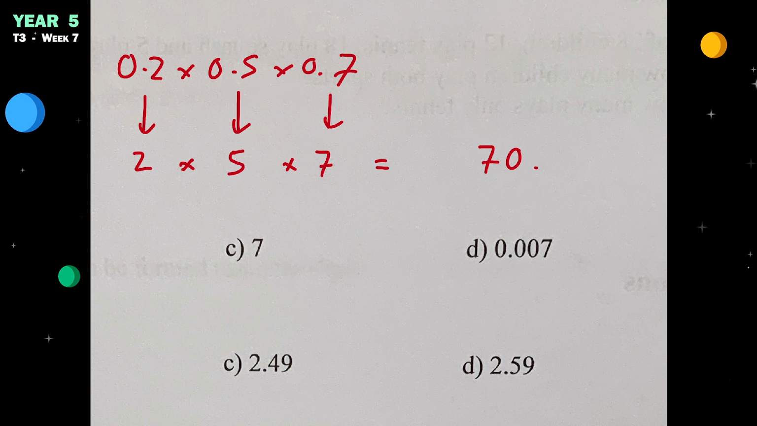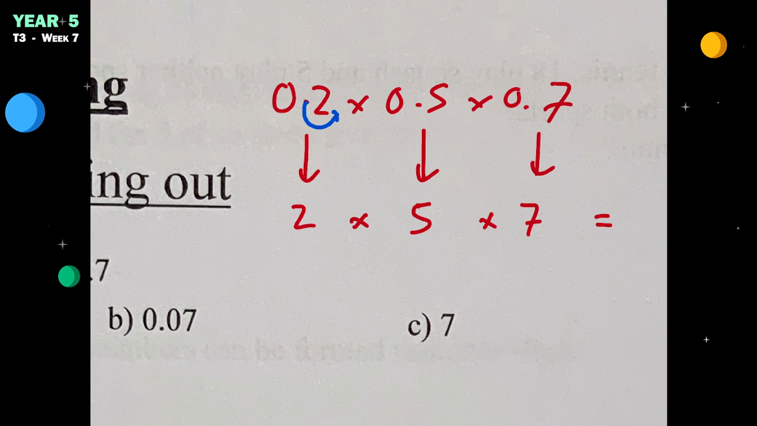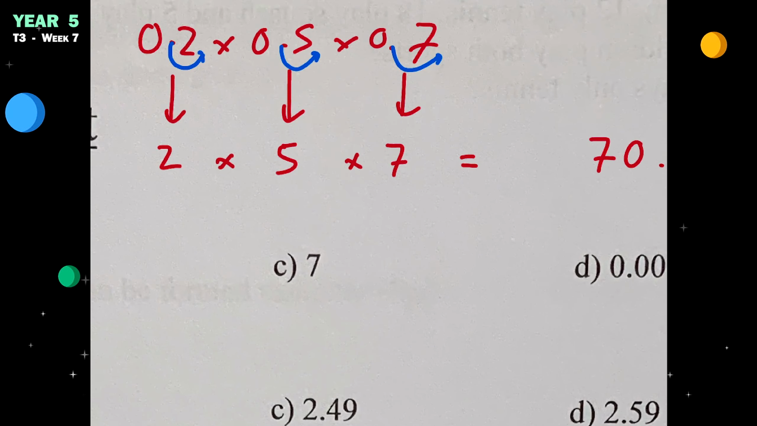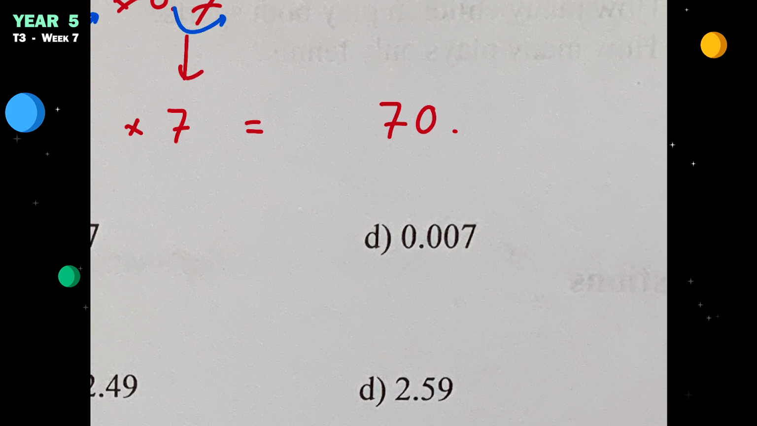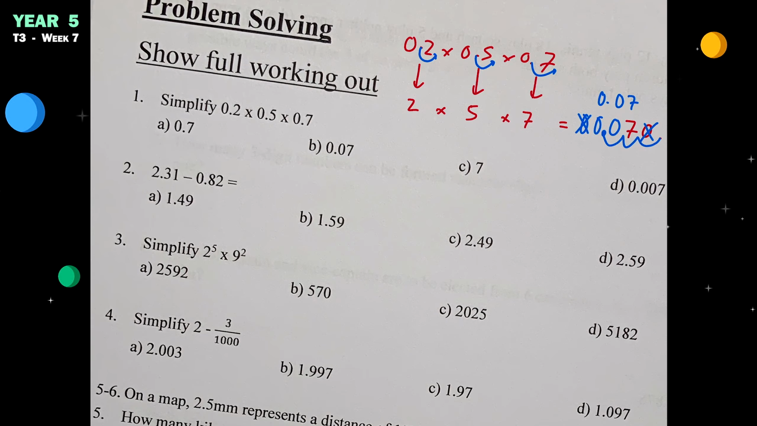Now, how do I turn this into a whole number? Well, I move this one over 1 time. Move this over 1 time. Move this over 1 time. So therefore, I made 3 movements, right? So for the answer, I must move it back 3 movements. Put a couple of zeros there. 1, 2, 3. It lands right here. So the answer is 0.07. We don't care about this 0 here. We don't care about this 0 here. And the answer should be B.